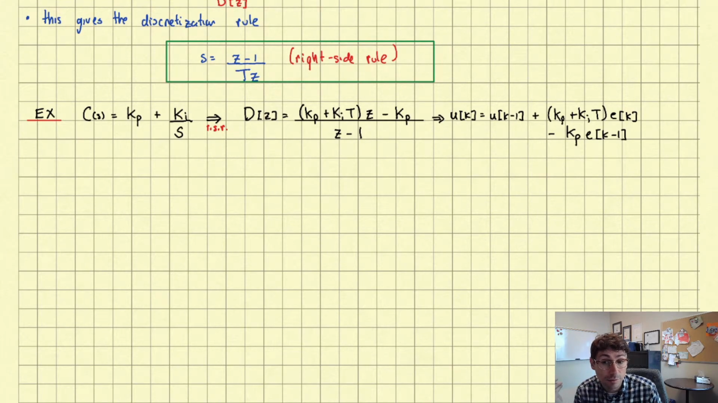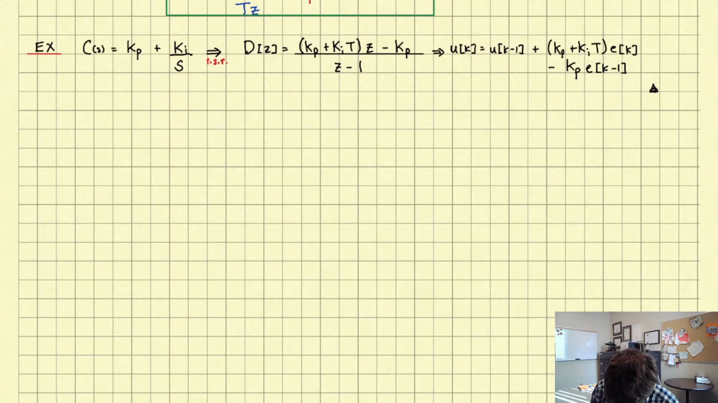That's the underlying difference equation in the digital controller, the discrete controller. Okay, so that is the right side rule. And so the last one we'll talk about is one of the most standard ways of discretizing, and that is, instead of holding the value of the tracking error constant over the integral, we're going to do linear interpolation. Okay? And so that is called the trapezoidal rule, also the bilinear transformation.